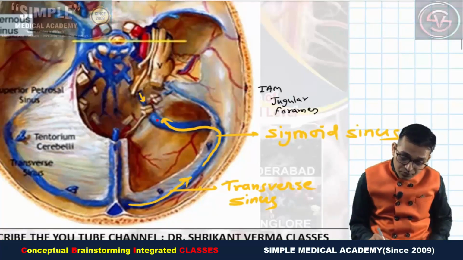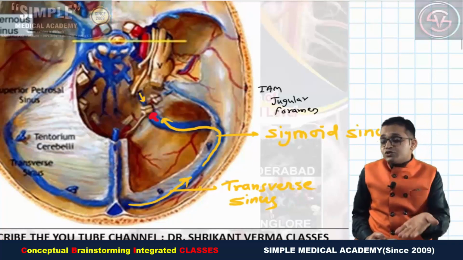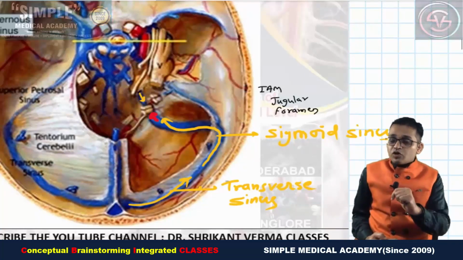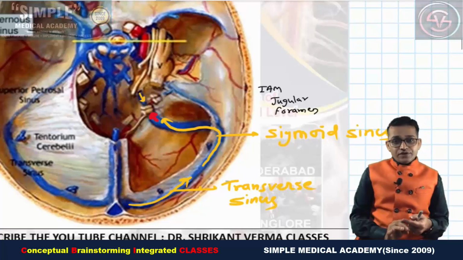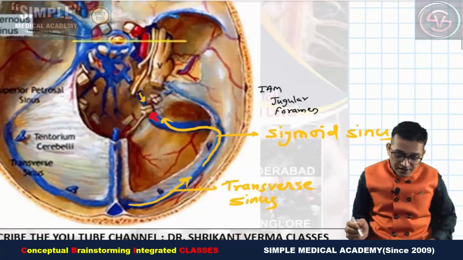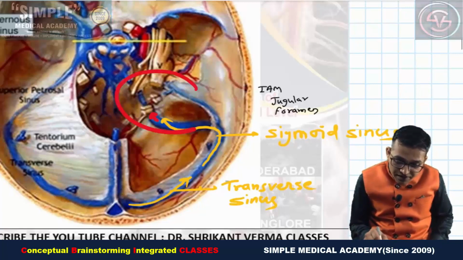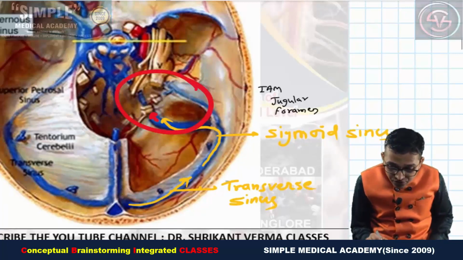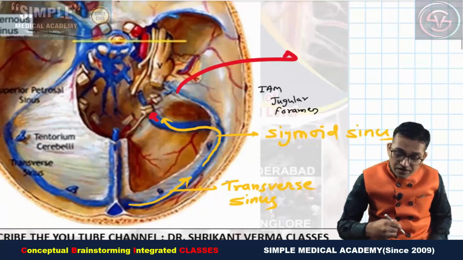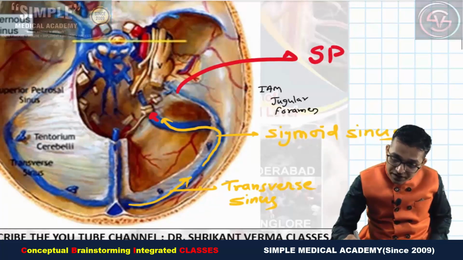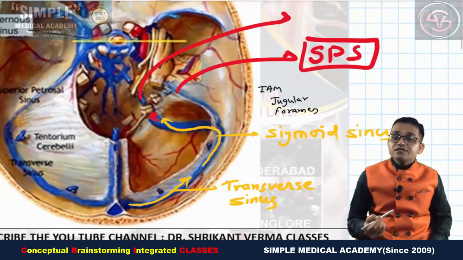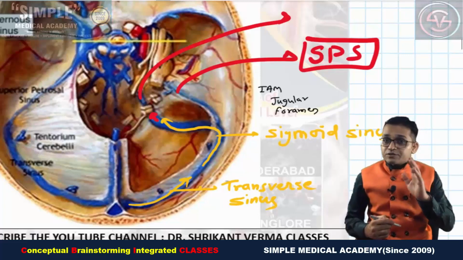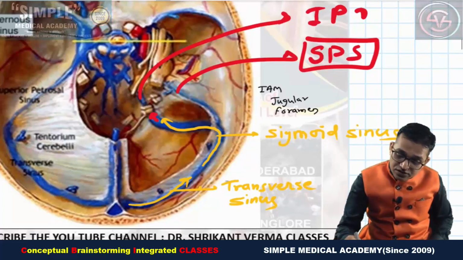Now this sigmoid sinus passes through the posterior side of this jugular foramen. After this jugular foramen, on the posterior side, the same sigmoid sinus is known as the internal jugular vein. Means, MCQ: the internal jugular vein is the continuation of the sigmoid sinus. Can you see, this part is the petrous part of the temporal bone. The vein which runs at the upper margin of the petrous part of the temporal bone is known as the superior petrosal sinus, while the other sinus which runs at the lower margin of the petrous part of the temporal bone is known as the inferior petrosal sinus.